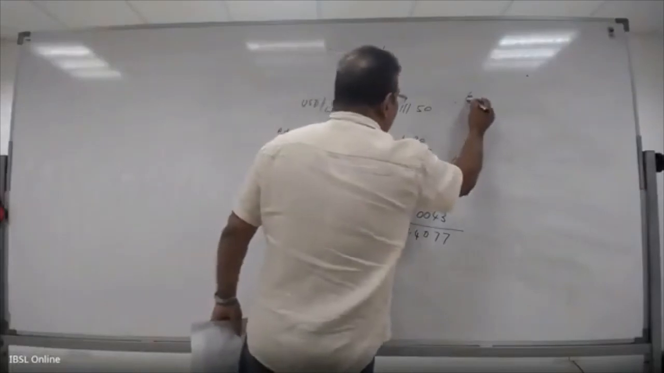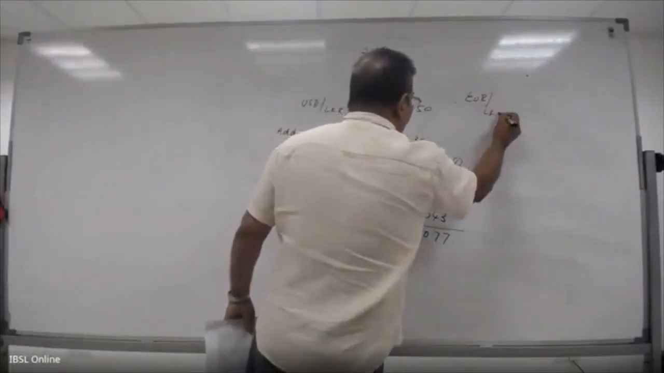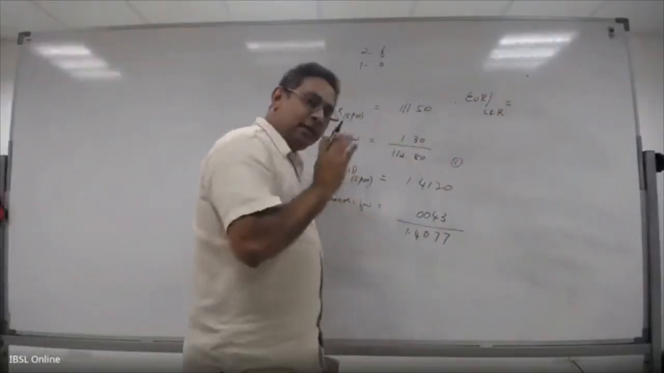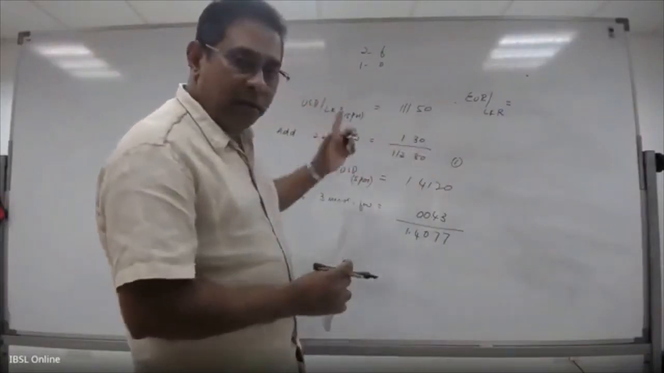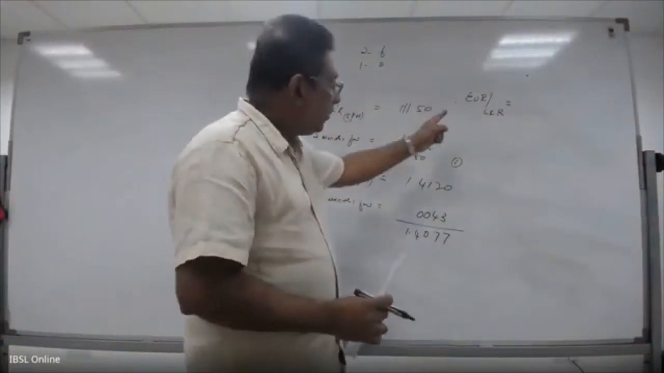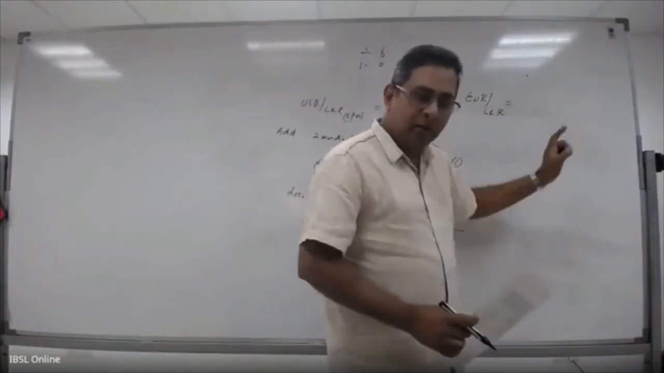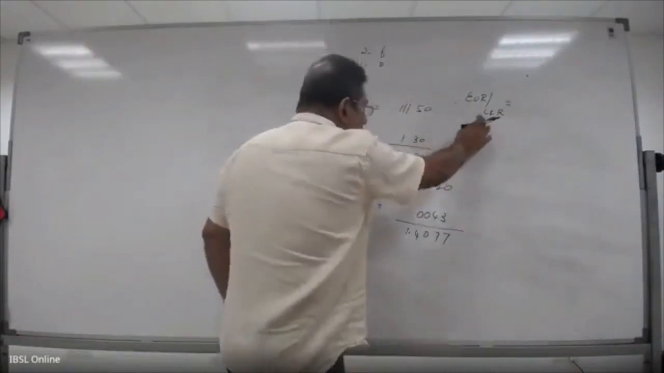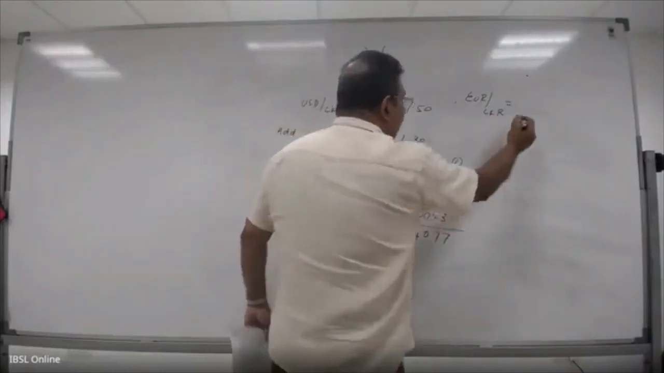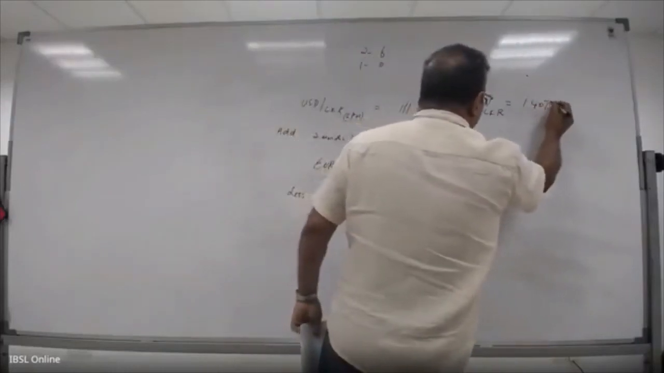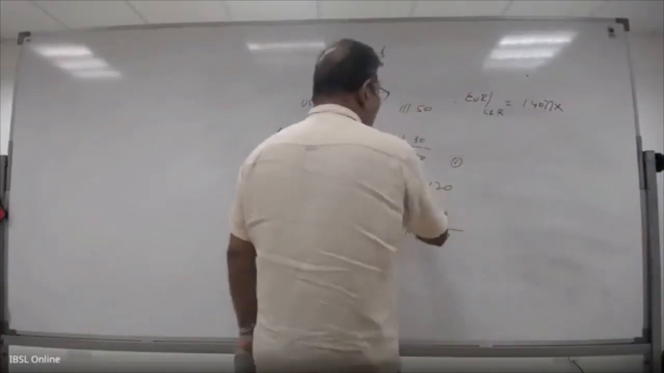Therefore, EUR/INR is equivalent to, I will not write the sub formula. I wrote the formula earlier to explain. It is not necessary for you to write EUR/INR is equal to EUR/USD times USD/INR, it is not necessary. So you say EUR/INR is 1.4077 into 112.8.